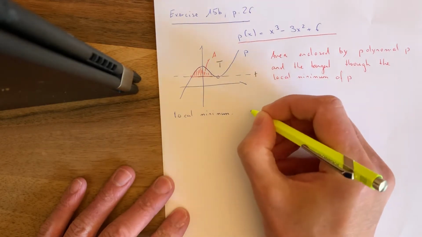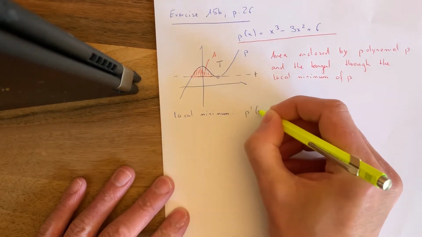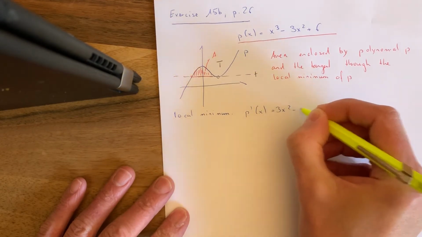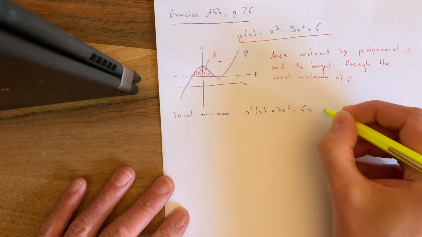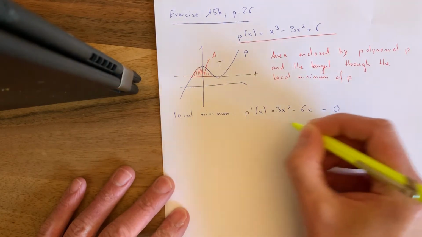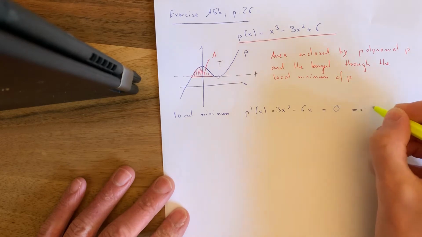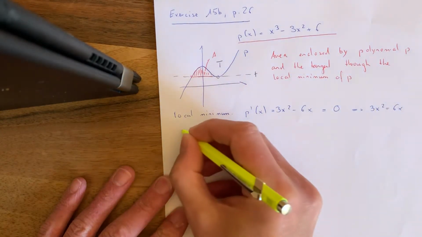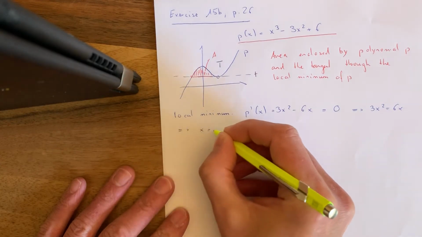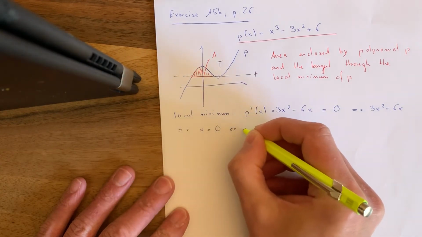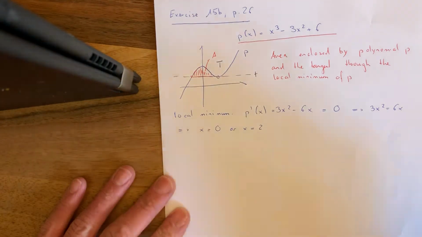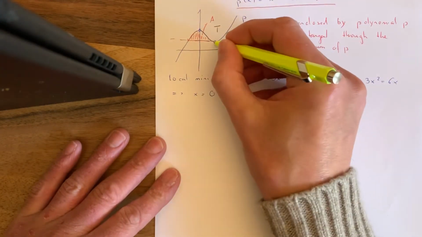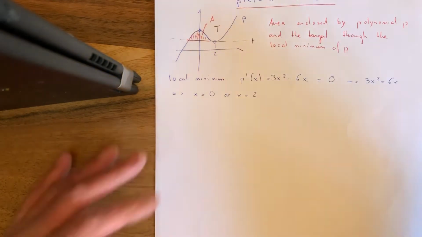In order to get the local minimum, we take the derivative of P, which is 3 times x squared minus 6 times x. We set that derivative equal to 0. We solve for x like this. So we get x equals 0 or x equals 2. This should be right if we consider the picture. Here is 0 and here is 2.